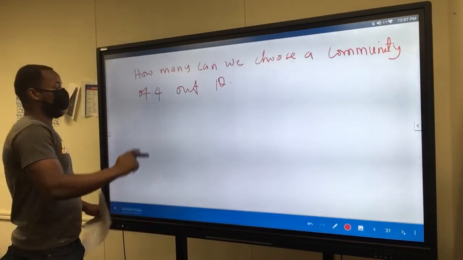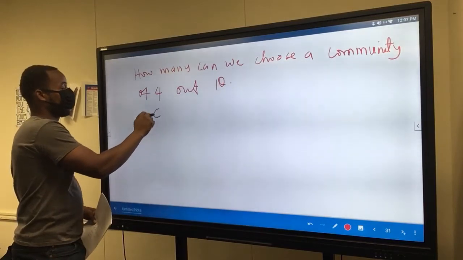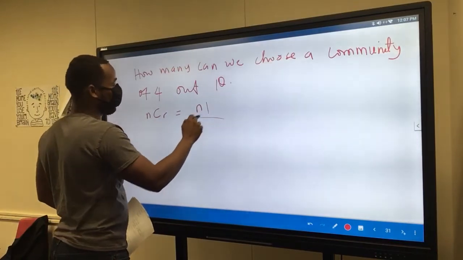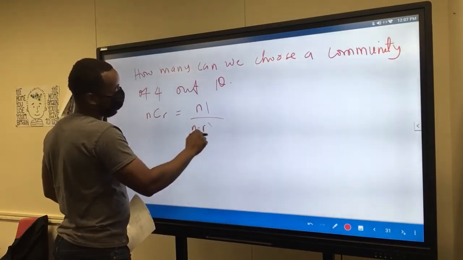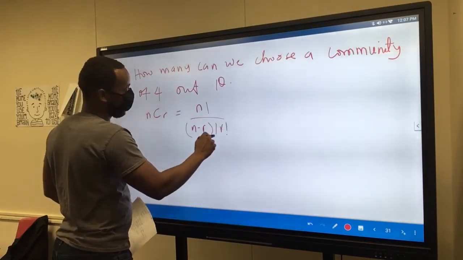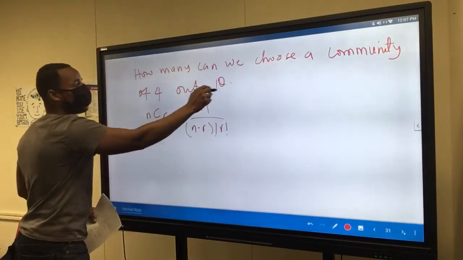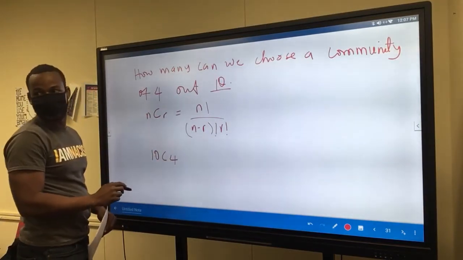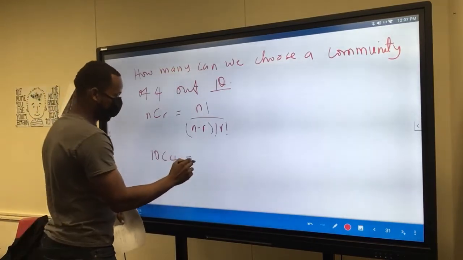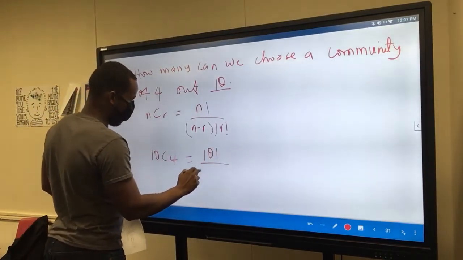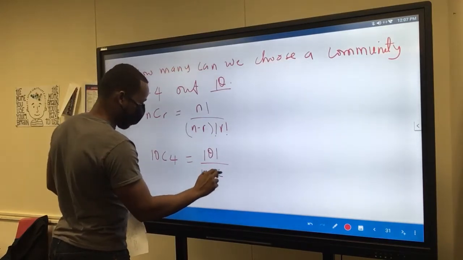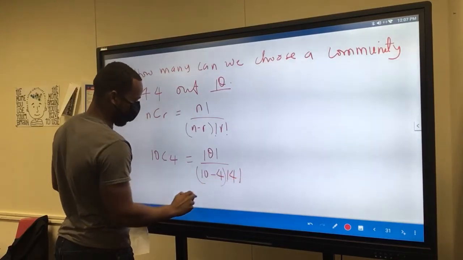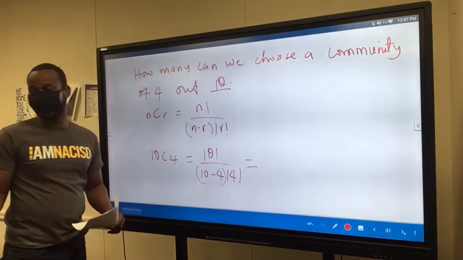So immediately you see that, remember the n combination r is n factorial over n minus r factorial, okay? So the number of people is 10, right? And we are choosing 4 of them. So 10 choose 4. That makes sense, right? Which is equal to 10 factorial, which is the n, over 10 minus 4 factorial, times 4 factorial, okay? And that will be equal to, you can use your calculator.